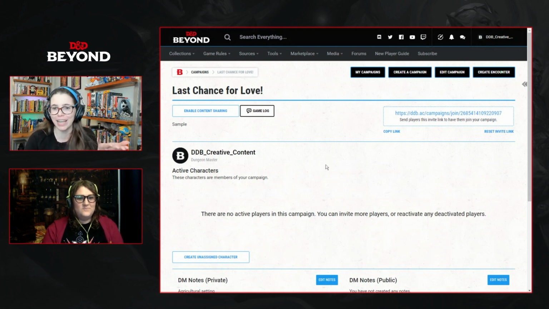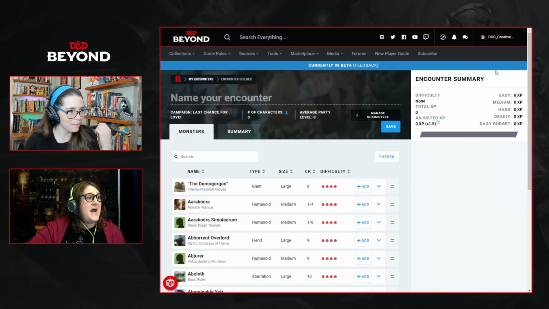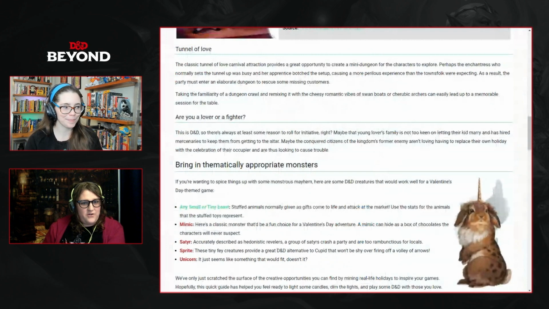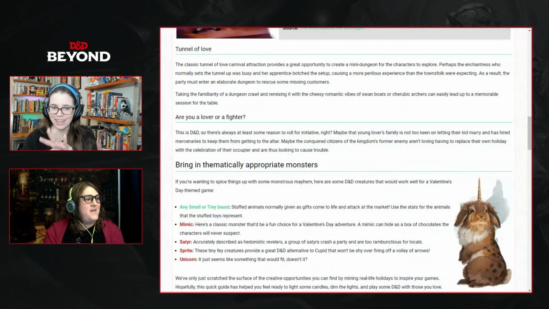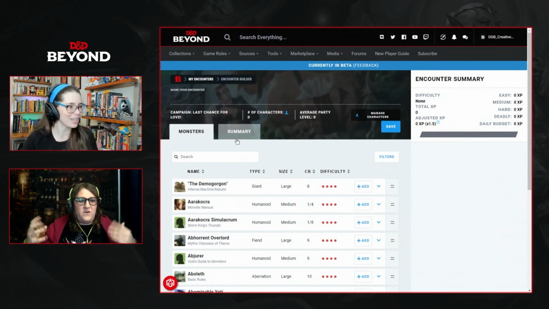So that might take care of itself. But let's say we want to get some monsters in here, right? I'm going to hop over to the encounter builder. And I actually put a few thematically appropriate monsters in the piece that feel like Valentine's or adjacent style creatures, so that can be perfect. Let's say we're using this Lovers Day festival, where everyone's like, this is our day to cut loose.